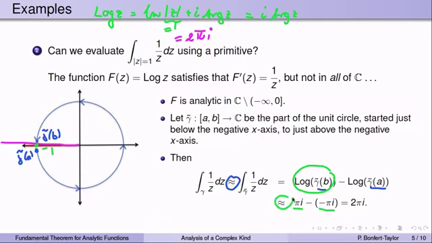These two approximations here can be made as close as you wish by moving these 2 points closer and closer to the negative real axis. In other words, we can conclude that the integral over |z| equals 1 of 1 over z dz is 2 pi i. Well, we knew that. Let's look at another example.